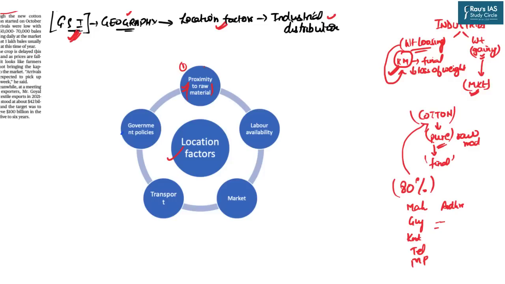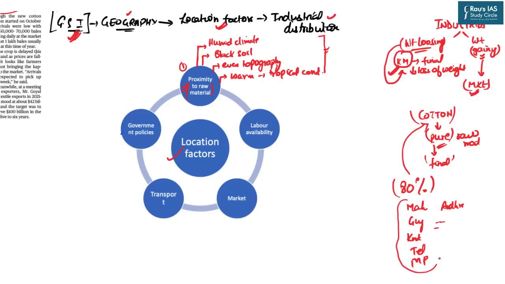The regions which are favorable for cotton growth are the regions which have humid climate, because the moisture is good for the cotton threads. Second, the areas which are rich in black soil, the land which has even topography, and the temperature which is relatively warm, that means the tropical conditions. These are the factors which favor the growth of cotton, and all these factors are present in this part of India, and this is the reason why most of the industries are situated in this particular region.